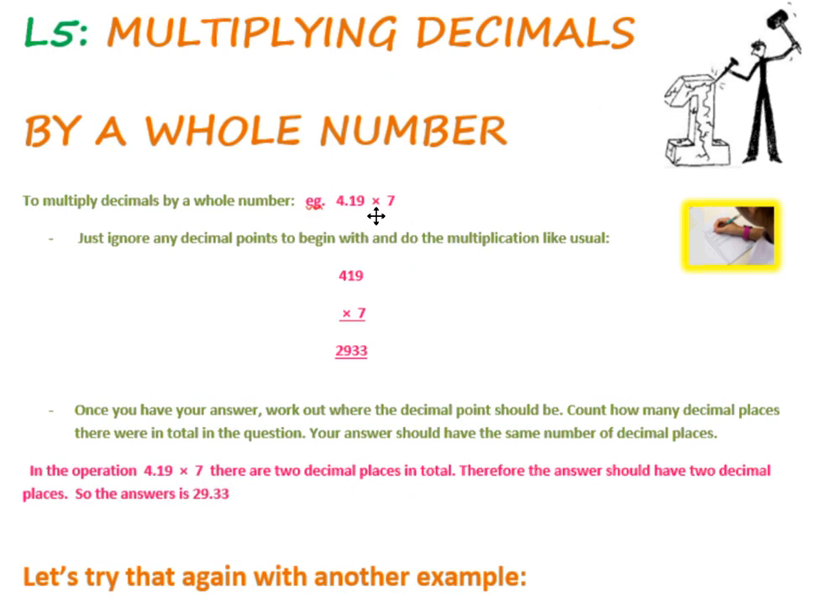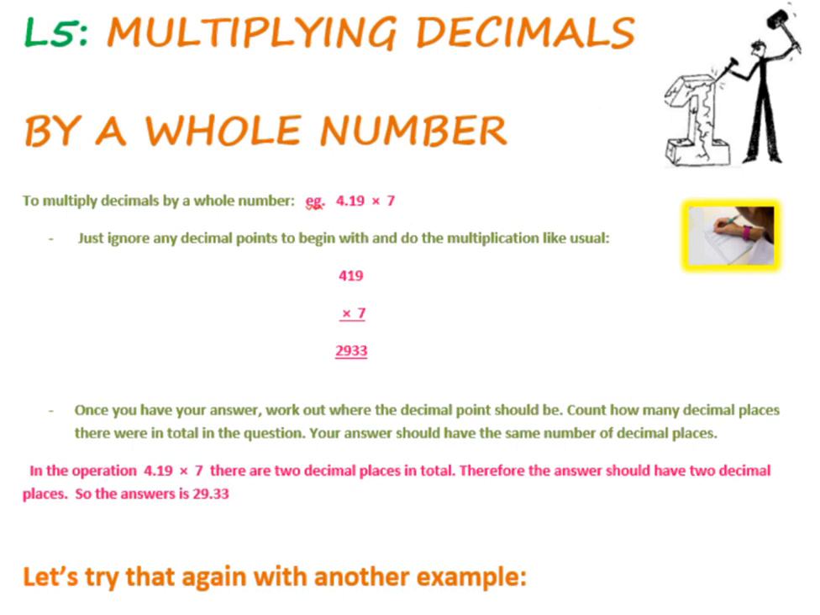So 4.19 times 7, just ignore any decimal point to begin with. Later on it does come into effect. Do the multiplication like usual. So you would write it instead as 419 times 7. Just to remind us how we do multiplication, 9 times 7 is 63. So you've got a remainder of 6 up here.